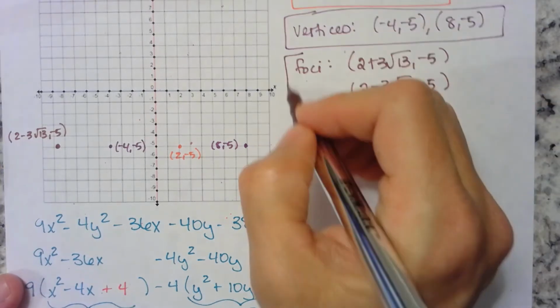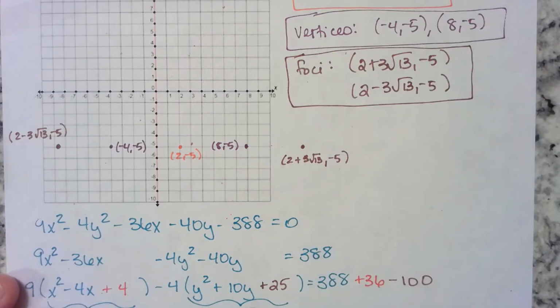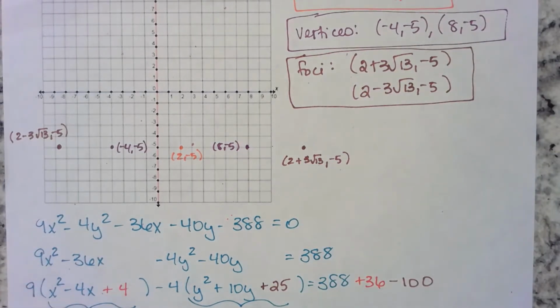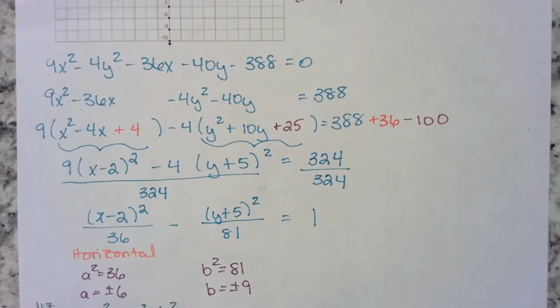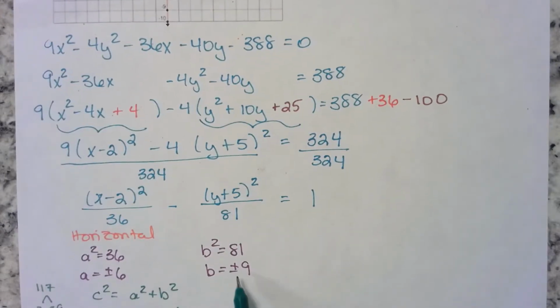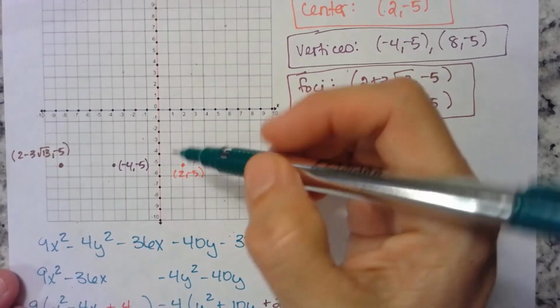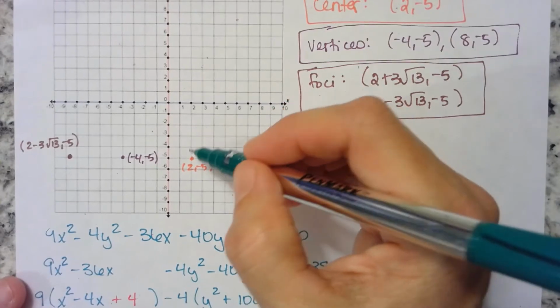Now what else are we missing? We're missing our covertices and our asymptotes. Our covertices are based on b. Now since our hyperbola is horizontal, our covertices are going to go vertical from our center. So we're going to go 9 up and 9 down from the center. Now I don't really have enough room to go down, but we can figure it out. So 1, 2, 3, 4, 5, 6, 7, 8, 9.